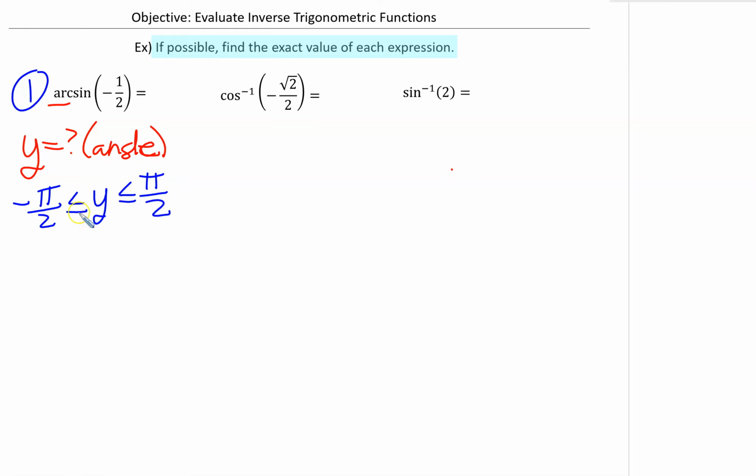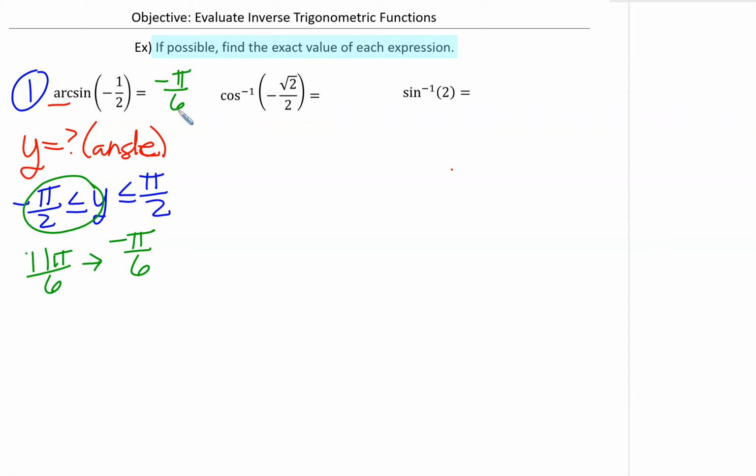Quadrant 4 with negative angles, quadrant 1 with positive angles. So sine is negative in quadrant 4, so we're looking at this portion right here. Then we need to realize that what we normally would have called 11 pi 6 as our angle answer, we need its coterminal angle in quadrant 4 as a negative angle, which would be negative pi 6. So that's what this would be equal to, negative pi 6.